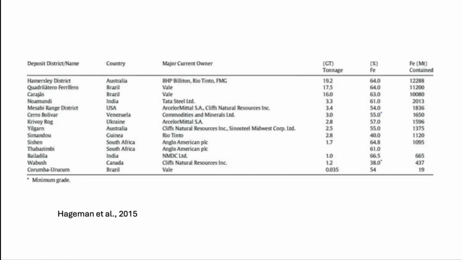But okay, yeah. You can see what they're going after: they want tonnage and they want percentage iron. You can see that the Hammersley district guys are big because they have a lot of tonnage and it's high percentage iron. So that's very attractive from an economic point of view.